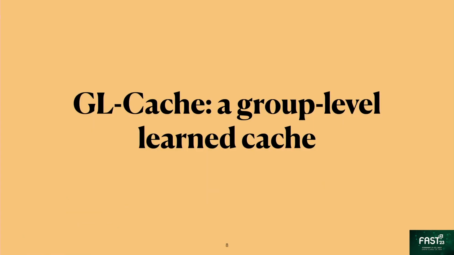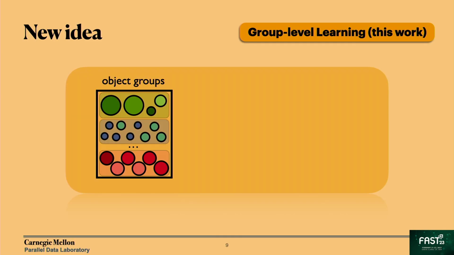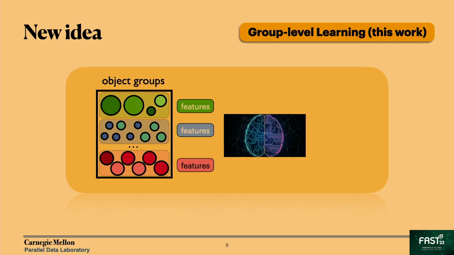So that's three existing learned caches. And today I'm going to introduce Geocache, a group-level learned cache. Geocache uses group-level learning. It groups objects into groups, and it tracks features on the group level. Then it trains a machine learning model to predict on the group level and evict the least useful group.